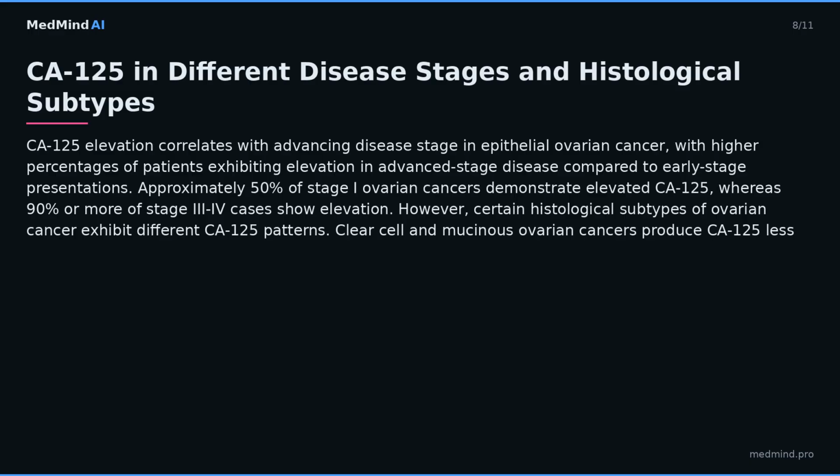Clear cell and mucinous ovarian cancers produce CA-125 less frequently than high-grade serous carcinomas, necessitating supplementary biomarker evaluation for these subtypes. Some patients with ovarian cancer of mucinous origin may have normal CA-125 levels despite significant disease burden, requiring clinicians to incorporate additional tumor markers such as carcinoembryonic antigen and cancer antigen 19-9. Recognition of these histological variations ensures appropriate interpretation of biomarker results across diverse ovarian cancer presentations.